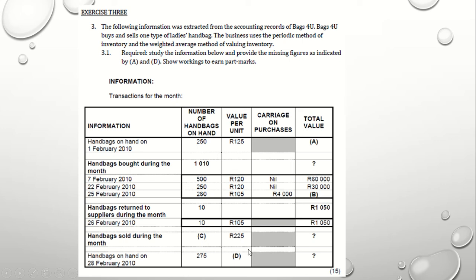And we also cannot calculate the cost price of handbags at the end of the month because we don't know which method was used. We have to find the valuation cost first. So basically we need to find D. Now D in this case, you can't use first in first out because they told you that we are valuing our stock using the weighted average method. So you have to use the weighted average method.